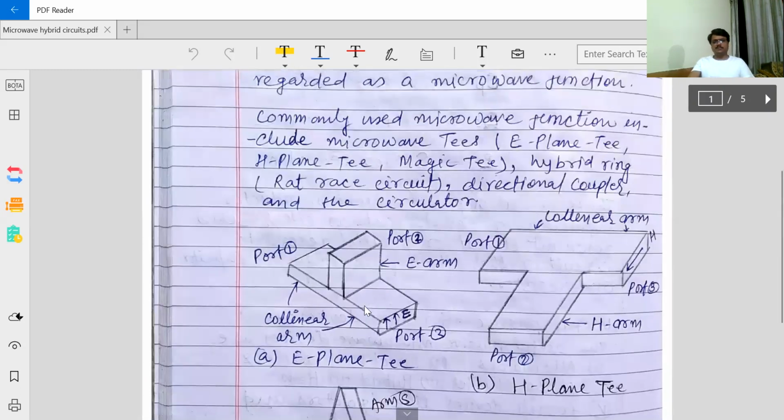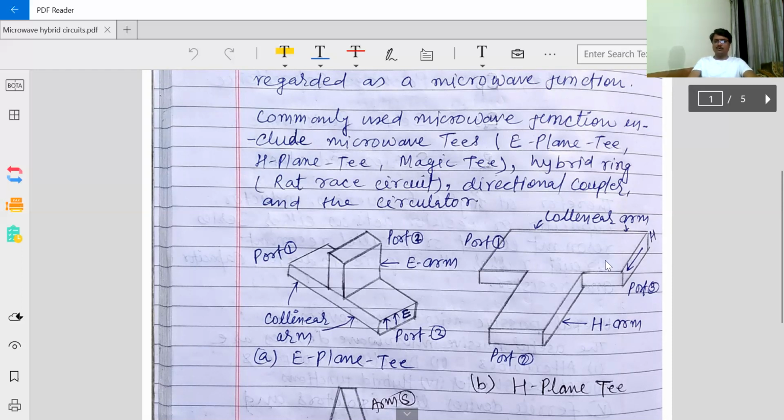What is E-plane T? First of all, I will introduce all of you to the E-plane T. It is a combination of three waveguides. You can say this is arm 1, this is arm 2, and this is arm 3. So it is a combination of waveguides. A waveguide is a microwave device. Since two or more devices are used and they are connected in some way, this is a microwave hybrid circuit.